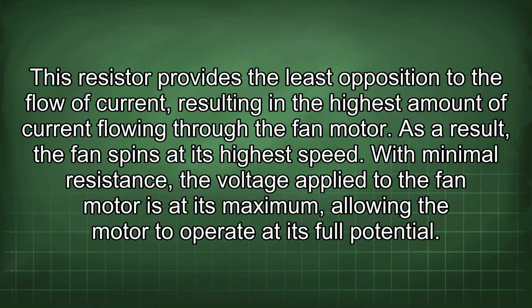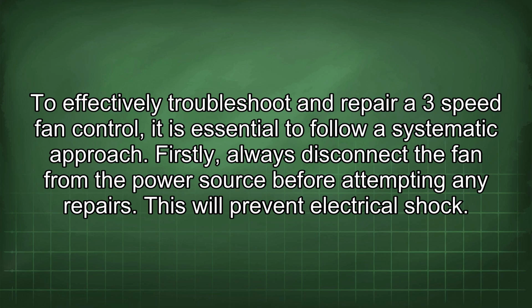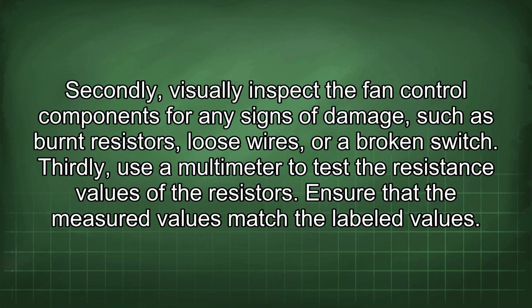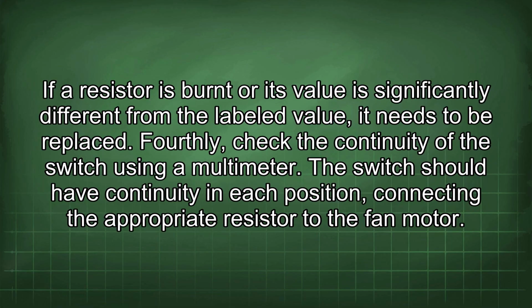its full potential. To effectively troubleshoot and repair 3-speed fan control, it is essential to follow a systematic approach. Firstly, always disconnect the fan from the power source before attempting any repairs. This will prevent electrical shock. Secondly, visually inspect the fan control components for any signs of damage, such as burnt resistors, loose wires, or a broken switch. Thirdly, use a multimeter to test the resistance values of the resistors. Ensure that the measured values match the labeled values. If a resistor is burnt or its value is significantly different from the labeled value, it needs to be replaced.